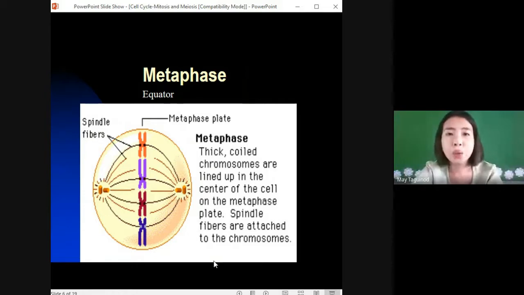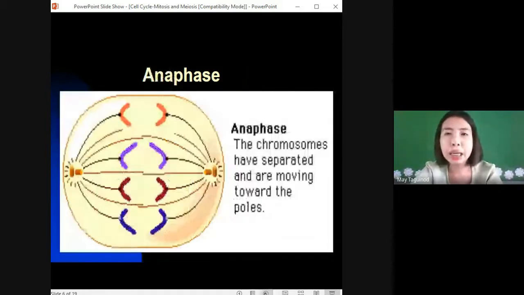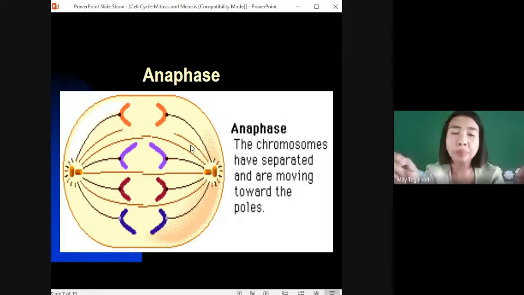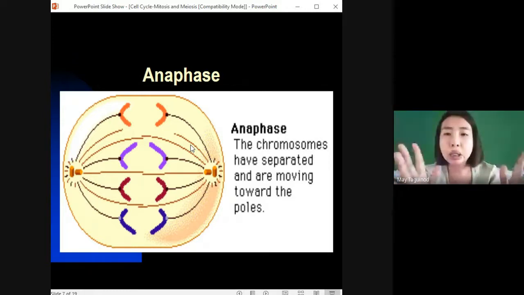Our next step is the anaphase. As you have observed, the spindle fibers pull the chromatids apart. It causes the centromeres to divide, so the chromatids move to opposite sides of the cell. Now there are two identical sets of chromosomes.